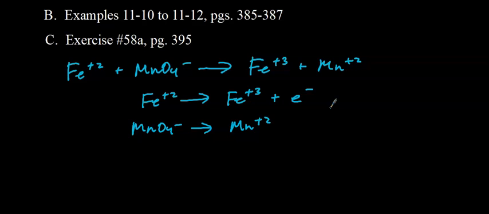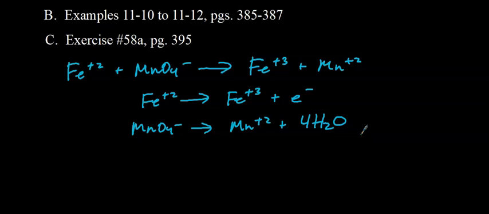Now let's take a look at the manganese half reaction. We'll start by balancing the manganese atoms. We have 1 manganese on the left, and we have 1 on the right. So manganese is already balanced. Our next step is to balance oxygens. We have 4 oxygens on the left, none on the right. So to balance oxygen, we're going to add water, 1 water per oxygen we want to balance. We need 4 waters.